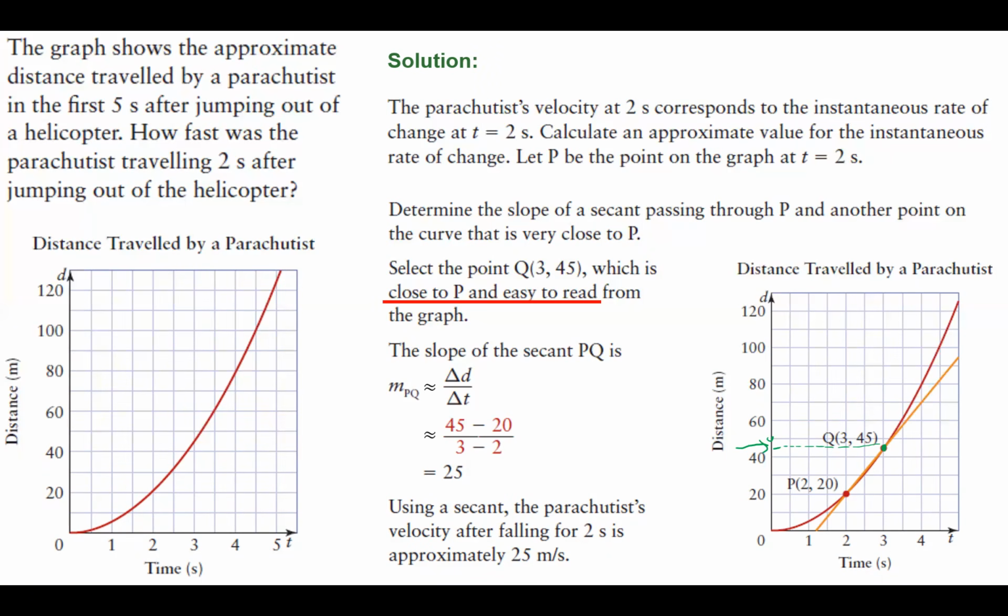Therefore, the slope of the secant PQ is delta D over delta T, which is (45 minus 20) over (3 minus 2), which is 25, right? Using a secant, the parachute's velocity after falling for 2 seconds is approximately 25 meters per second. Okay, I'll give you 1 minute to have a look at this solution here.